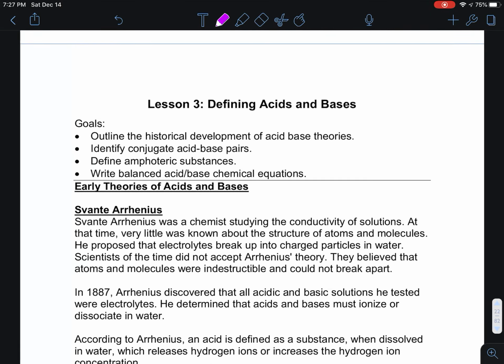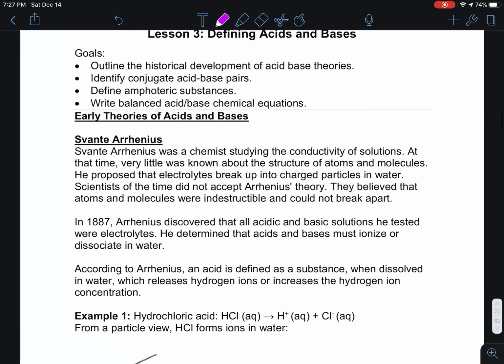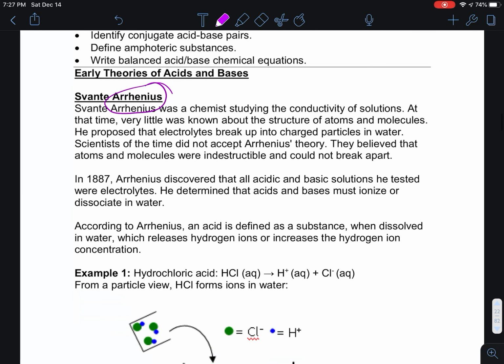All right, everybody, here we are for lesson 3, defining acids and bases. This is going to be a real quick lesson here. So acids and bases have been defined for a long time. One of the definitions that we've used in the past was the Arrhenius definition.